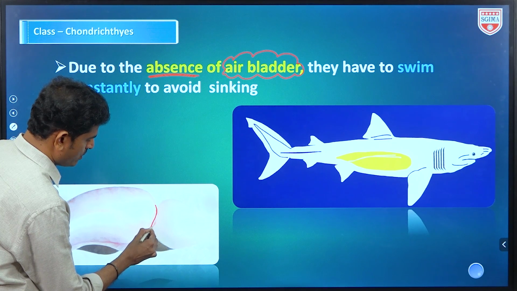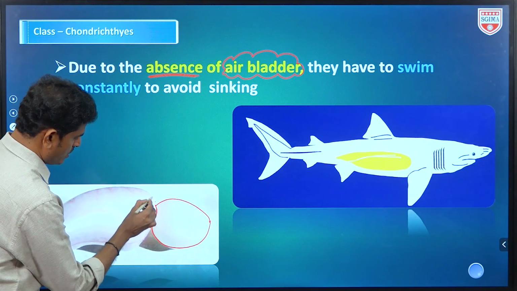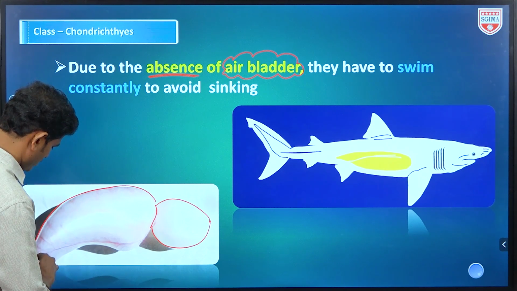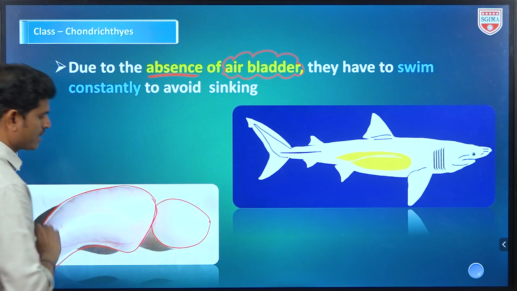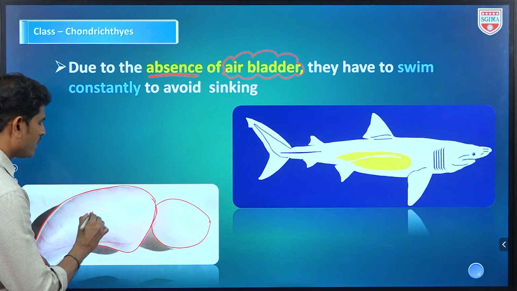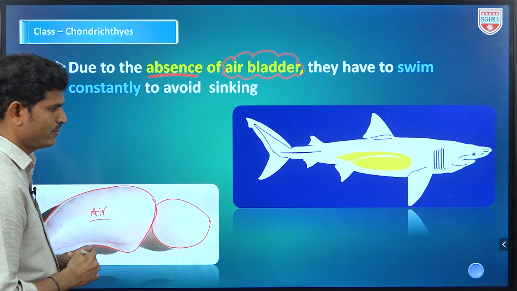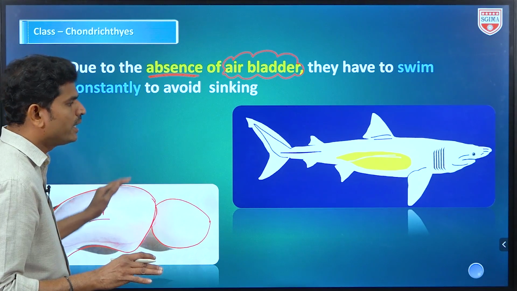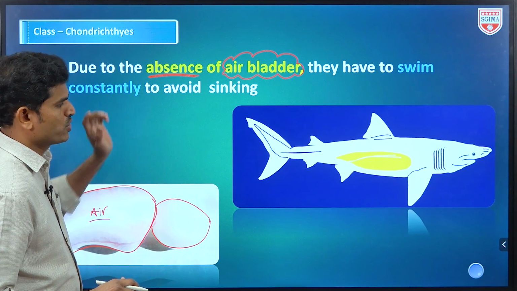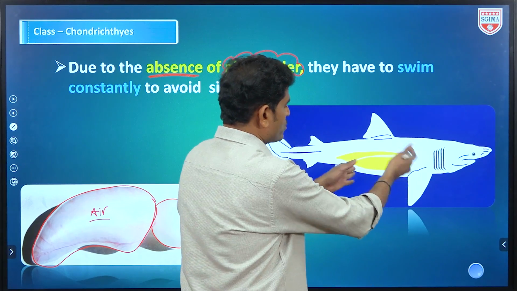This structure, the air bladder or swim bladder, what is in it? It is filled with air and it is a very strong structure also. Okay, but strong means it is solid but not a hard structure. It is present in the bony fishes, but don't imagine that here it is a swim bladder. Okay, this is another structure.